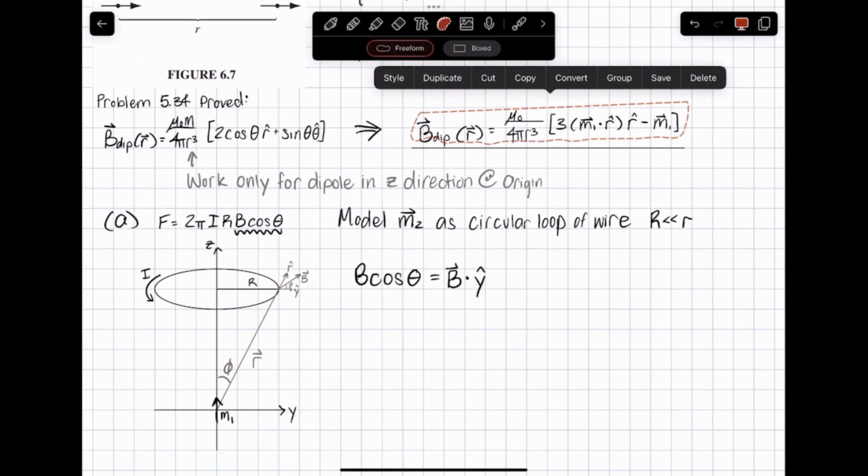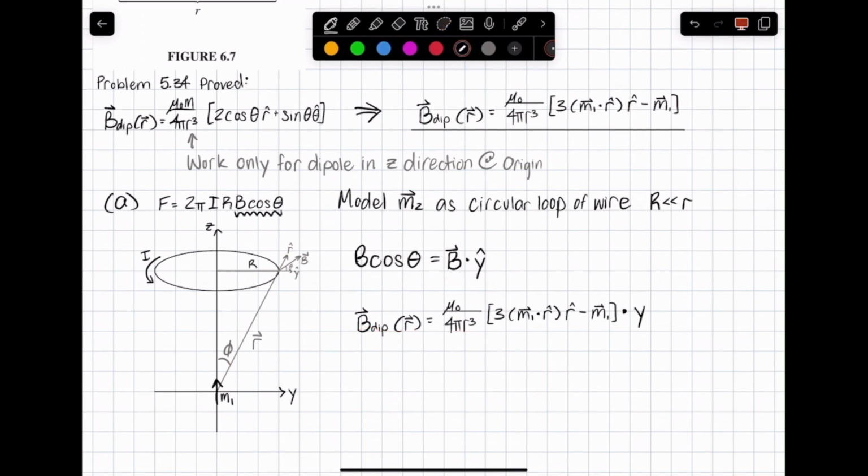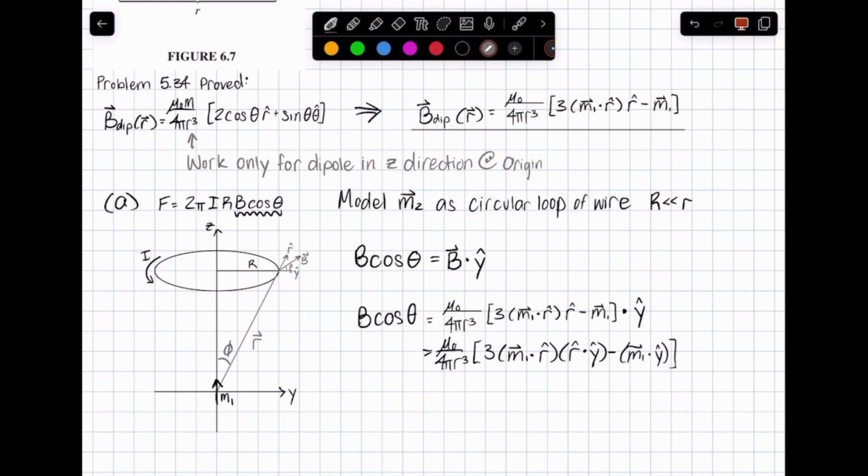I'm going to bring down this definition of our magnetic field due to a dipole. In order to get B cos theta, we want to dot this with y hat, so dot each side with y hat, and this becomes B cos theta by the above definition. We are left with this thing to evaluate on the right-hand side, so let's distribute the dot product first. In the brackets here, we're left with a couple of dot products that we can evaluate. I think the easiest one is at the end. We defined M1 to point in the z hat direction, and therefore this is going to equal 0, because M1 is confined to z hat, and z hat dot y hat is 0.